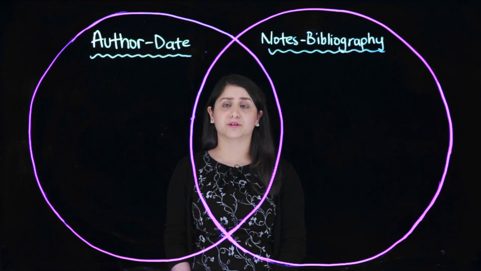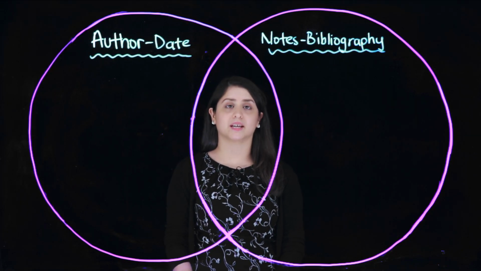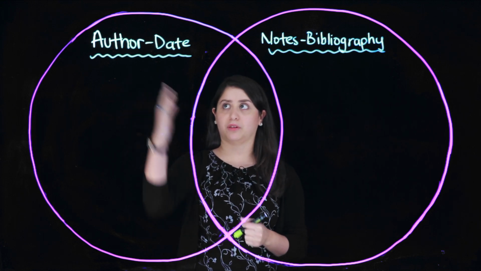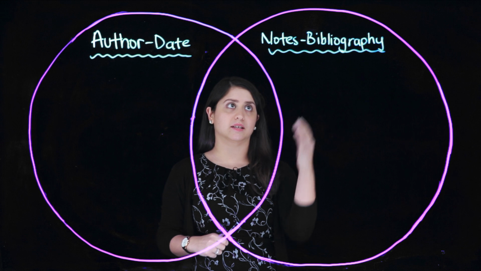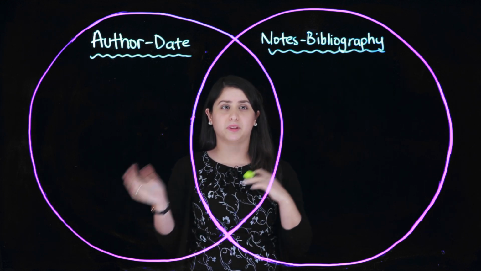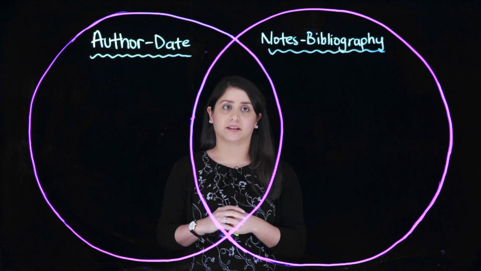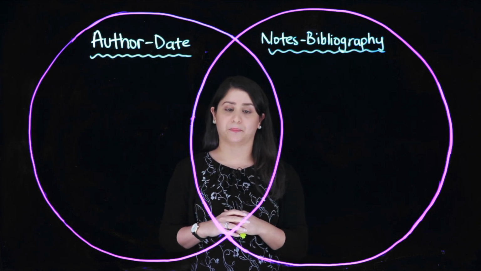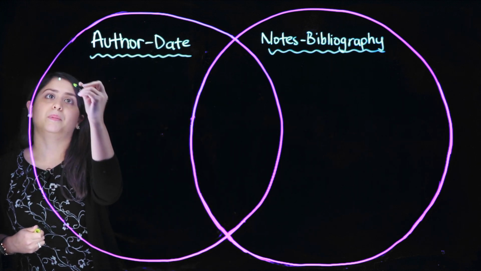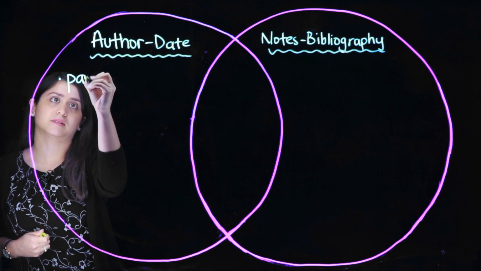Okay, so now there are two methods of documenting in Chicago style, and one of them is author date, and the other one is notes bibliography. So we're just going to talk about some similarities and differences that both these methods share. So now for author date, we have parenthetical citations.